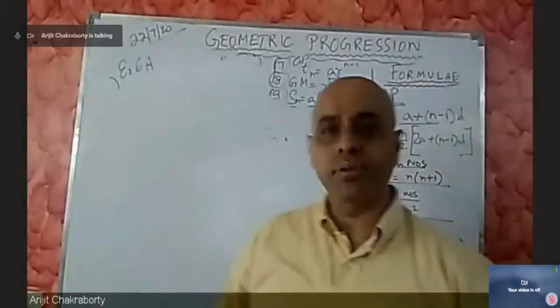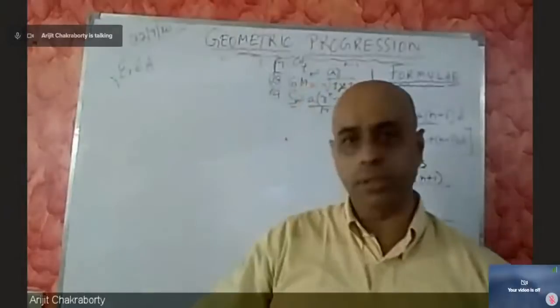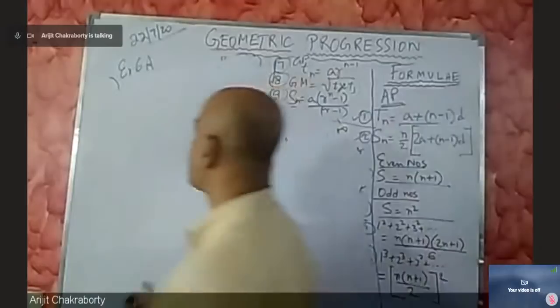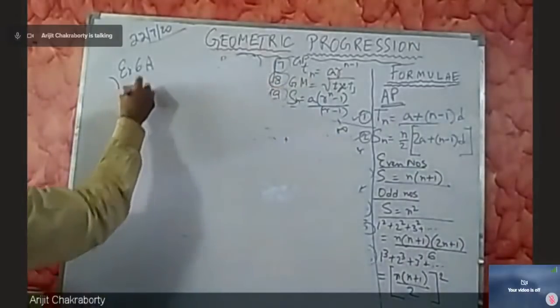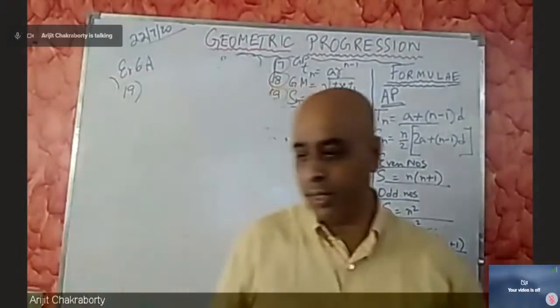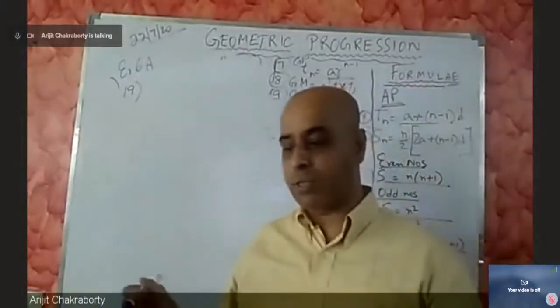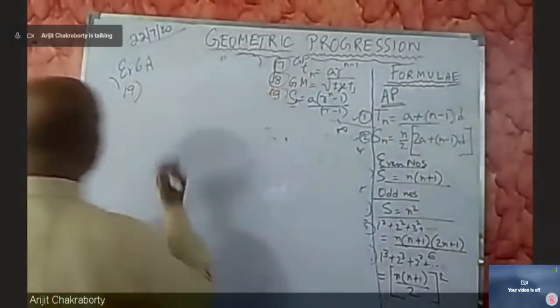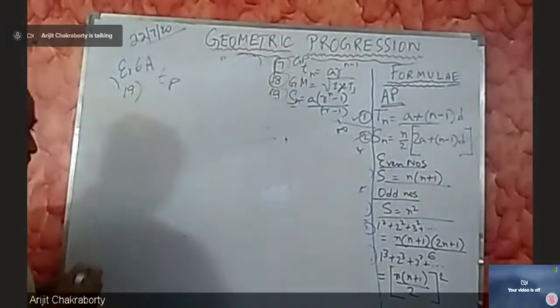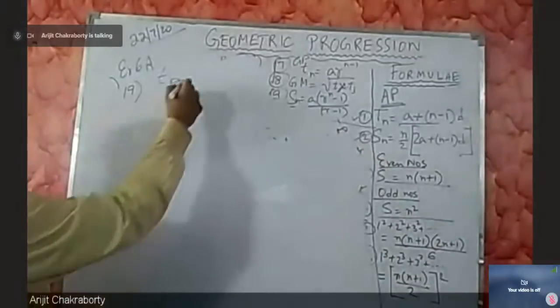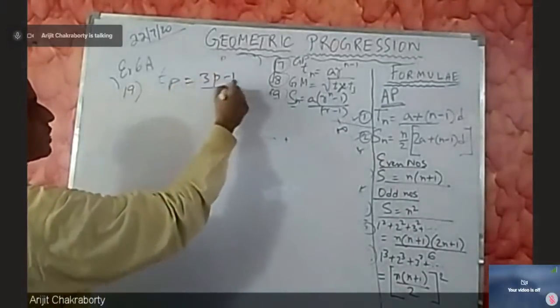The request has come from Utkarsh. He also writes very often. And Diksha also. Okay. 6A number 19. The question is, the pth term of an AP is 3p minus 1 by 6. Okay. So the pth term, TP, is equal to 3p minus 1 by 6.